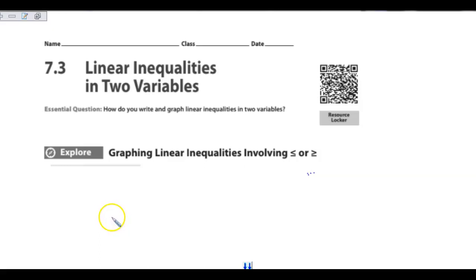Today we are going to talk about linear inequalities in two variables. Remember that inequalities use less than, greater than, less than or equal to, and greater than or equal to. If it is less than or greater than, it does not include the solution. If it is less than or equal to, or greater than or equal to, then yes, the number is part of the solution plus whatever direction you need to go.